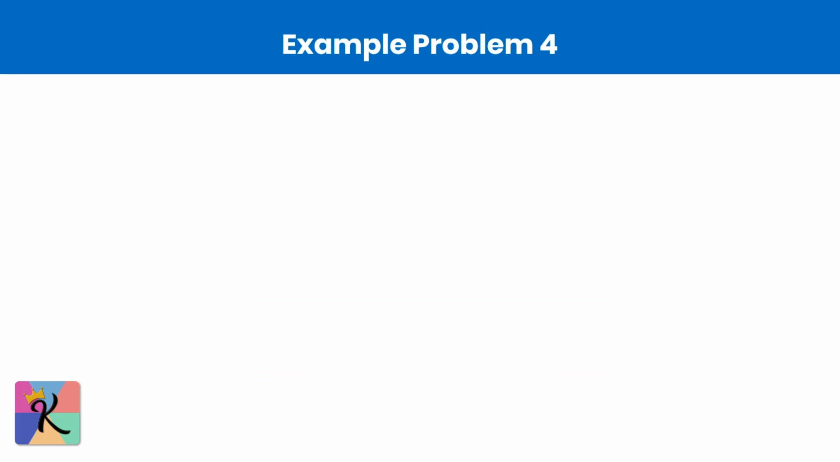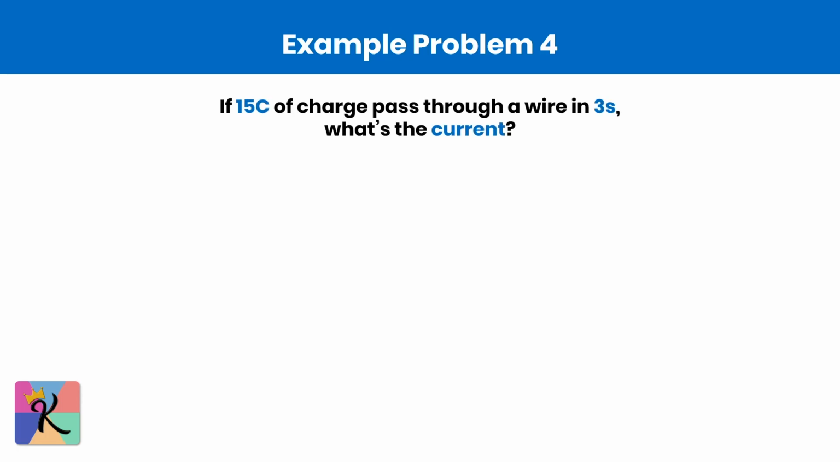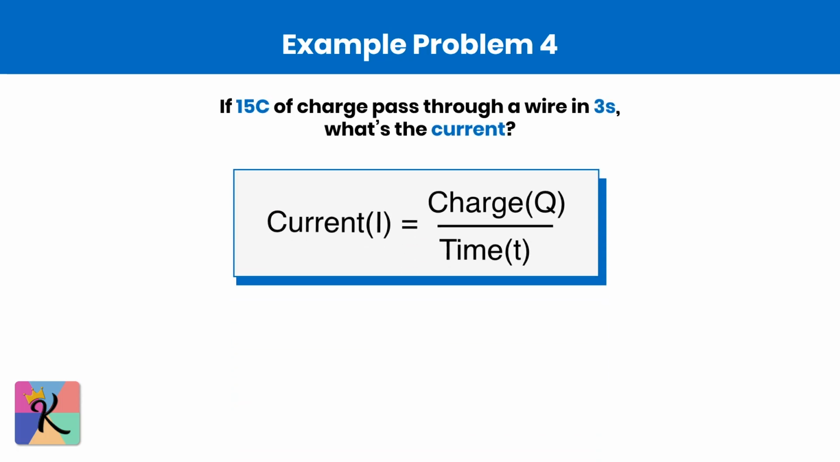Example, problem 4. If 15 coulombs of charge pass through a wire in 3 seconds, what's the current? Using the formula, current equals charge divided by time, substituting the values. 15 coulombs divided by 3 seconds equals 5 amperes. The current is 5 amperes.